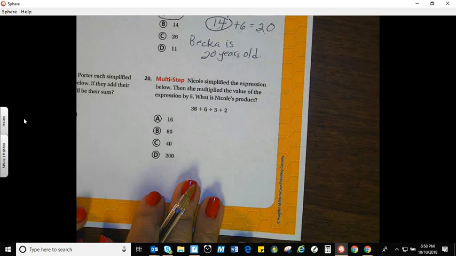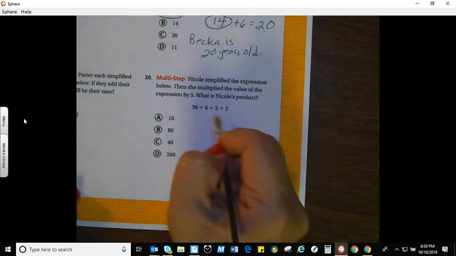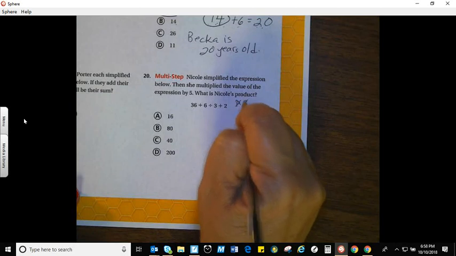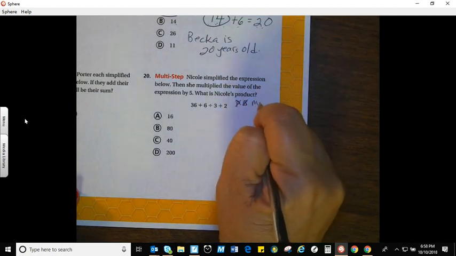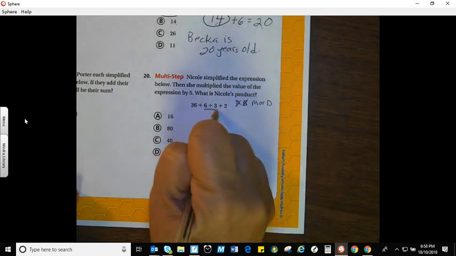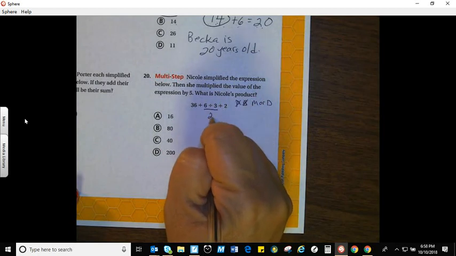Multi-step problem. Nicole simplified the expression below. Then she multiplied the value of the expression by 5. What's Nicole's product? All right, let's take a look at what we have here. Any parentheses or brackets? No parentheses, no brackets. So I need to multiply or divide next. So what do I have here? Division. 6 divided by 3 equals 2.